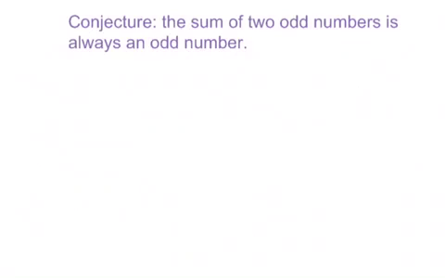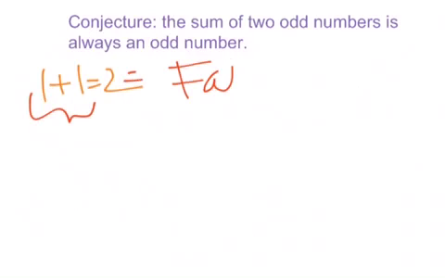All right, the sum of two odd numbers is always an odd number. So, start off with 1 plus 1, which equals 2. So immediately we have just totally disproven this conjecture, because these two odd numbers added together equal an even number. So this would be false. Again, you only need one counterexample.